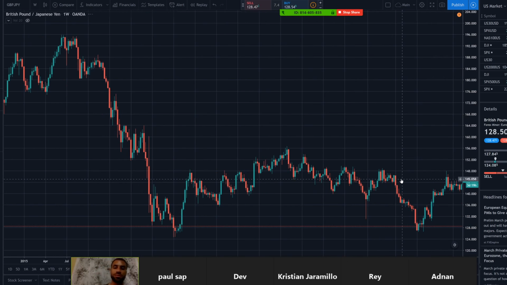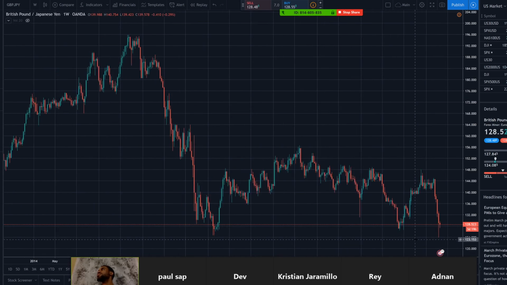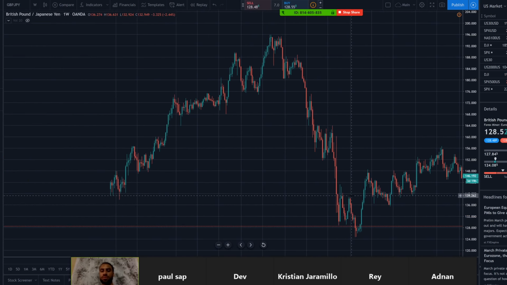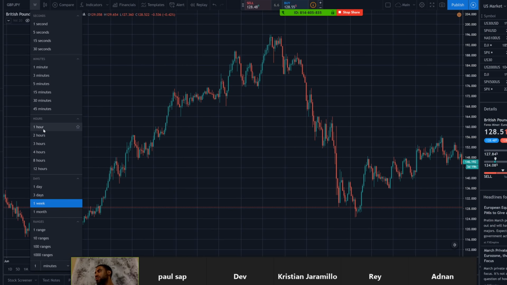Yeah, on the weekly, last week was a kind of large-bodied dragonfly, a little larger than I'd like to see, but definitely still a dragonfly, just because it has such a long wick, and that wick is the lowest low, even lower than this one, which means it's the lowest since 2012, it looks like.